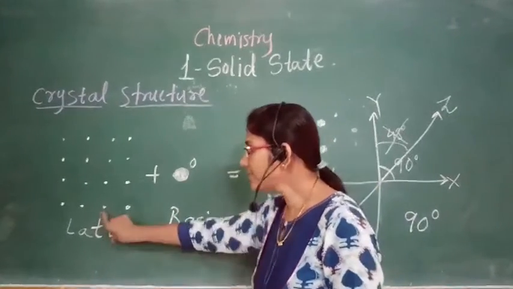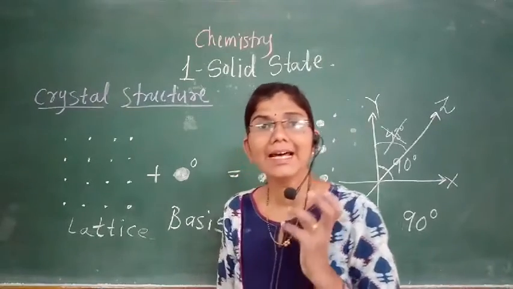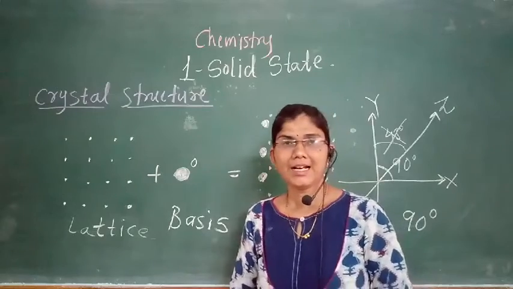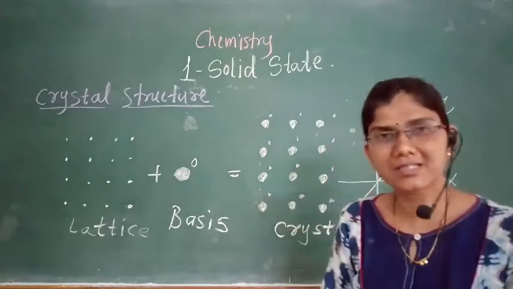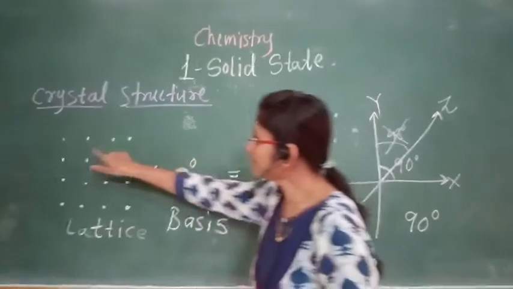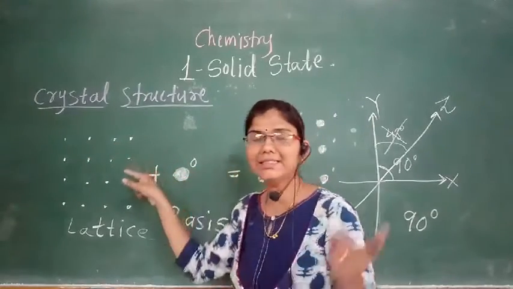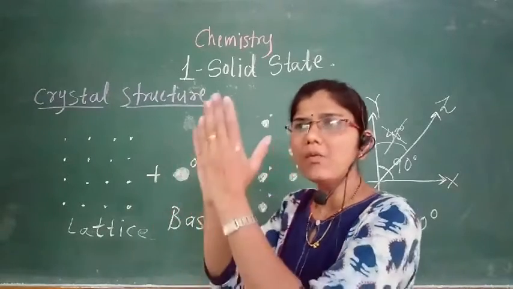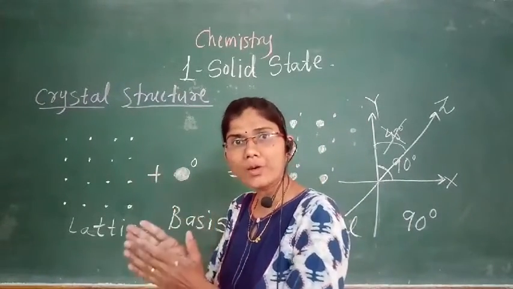So, what is meant by lattice? A lattice is a set of points arranged in space in a three-dimensional structure. Here, lattice is a geometrical arrangement of points in a three-dimensional periodic array. This is the lattice. It is the geometrical arrangement of points in a three-dimensional structure in a periodic array, meaning in one pattern, in one row, in one column.